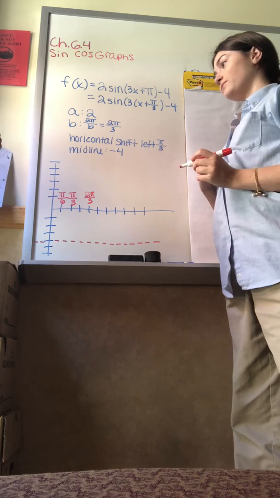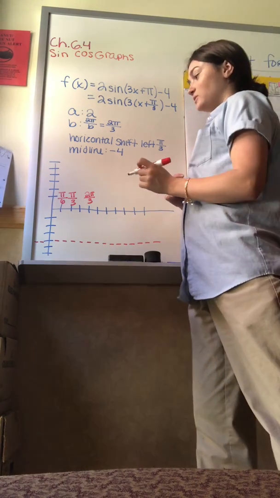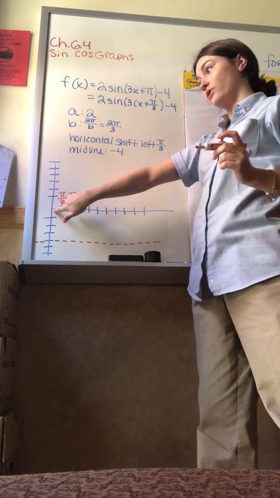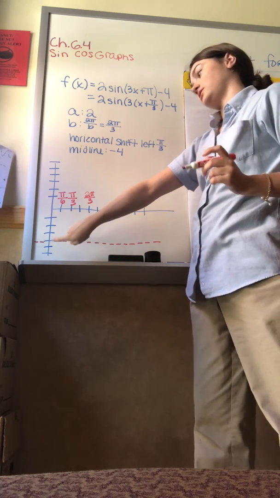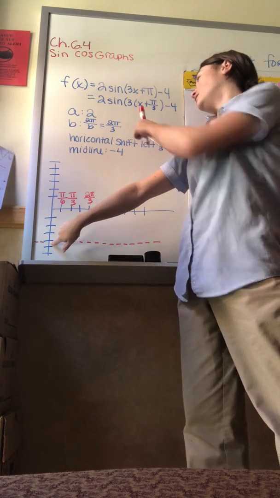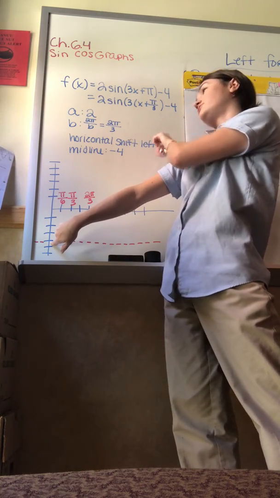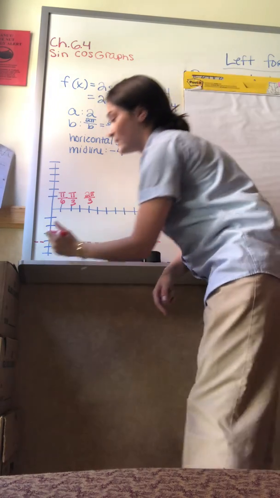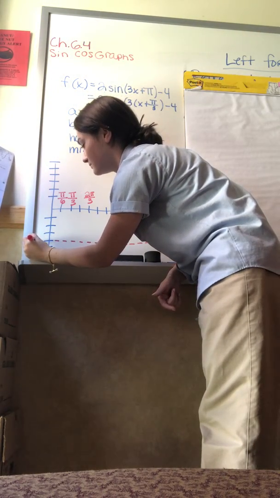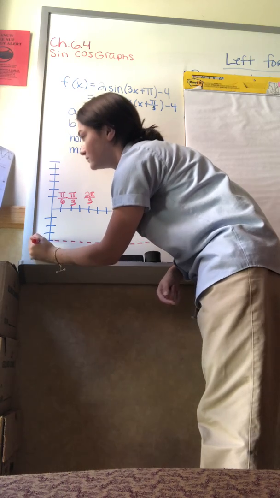And so the first part of the data, for sine functions, they start on the origin, which is actually the midline for -4. But the horizontal shift is also left pi over 3. So we have to go left pi over 3 and put a line.